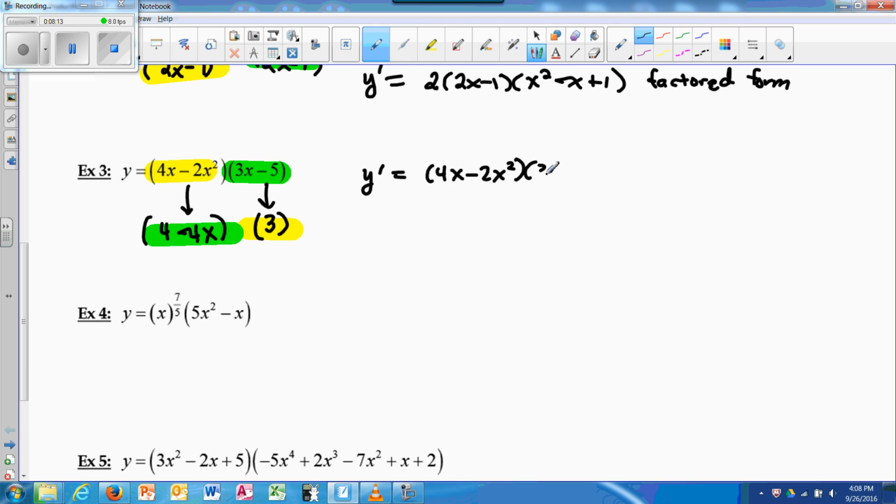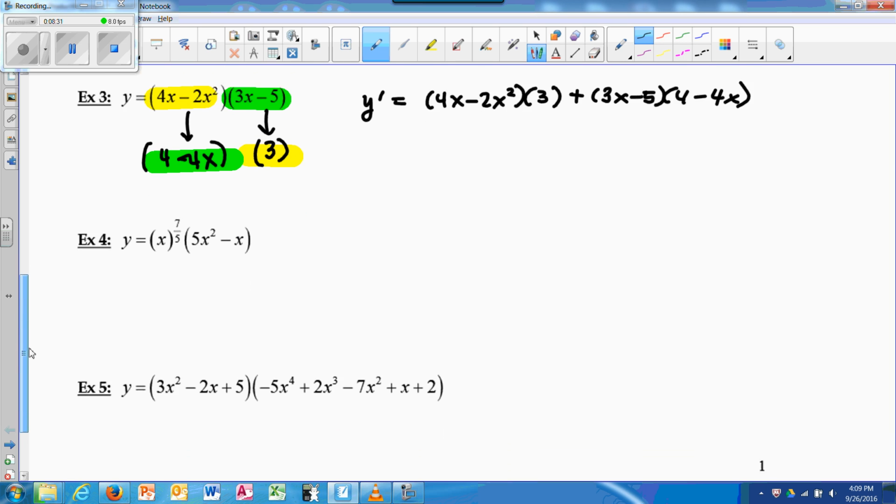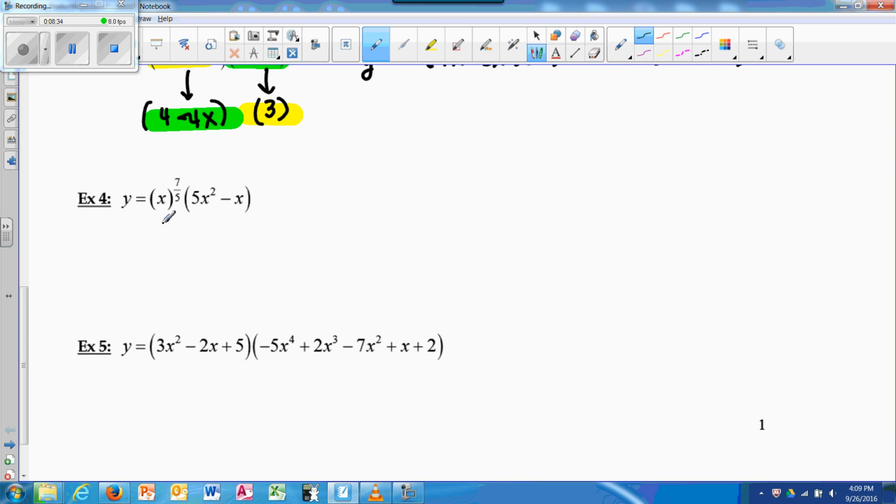So our derivative is the first term times the second term's derivative plus the second term multiplied by the derivative of the first term. And then algebra from there would simplify this out.